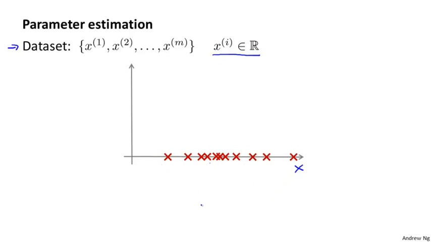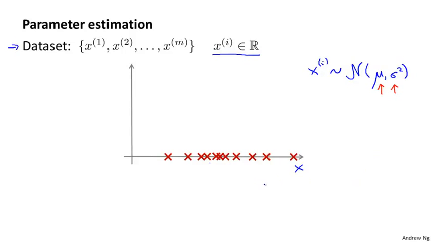And the parameter estimation problem is, let's say I suspect that these examples came from a Gaussian distribution. So let's say I suspect that each of my examples, xi, was distributed, that's what this tilde thing means, according to a normal distribution or a Gaussian distribution with some parameter mu and some parameter sigma squared. But I don't know what the values of these parameters are. The problem with parameter estimation is, given my data set, I want to estimate what are the values of mu and sigma squared.